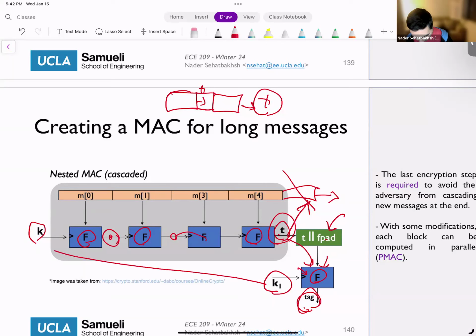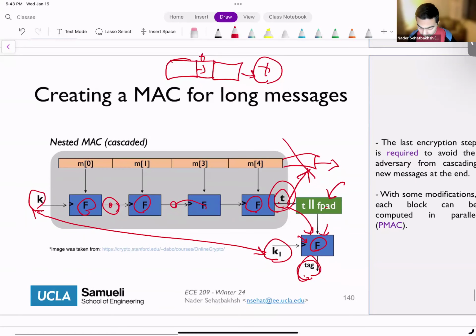But the biggest thing is that this key and this key are different. So you need to use two different keys. If I use the same key, I'm going to have the same extension attack problem. Okay? So I cascade this. That's why it's called nested MAC or cascaded MAC. What it does is basically just keep repeating the same function over and over again with two different keys. Questions?